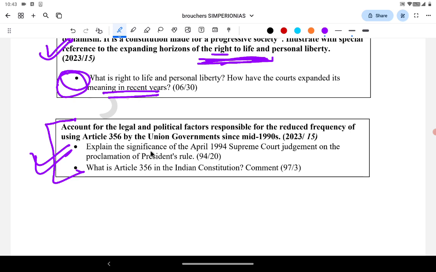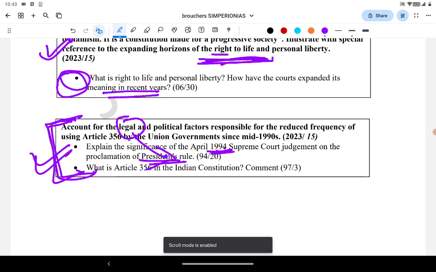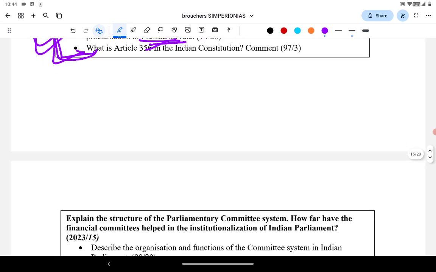So here they have asked about the 1994 Supreme Court judgment regarding the proclamation of President Rule, which is the same. The legal angle is this only, the Supreme Court judgments. The political factors, etc. See, this question is asked many times, so it's a repetition and one of the very important areas of focus of UPSC.